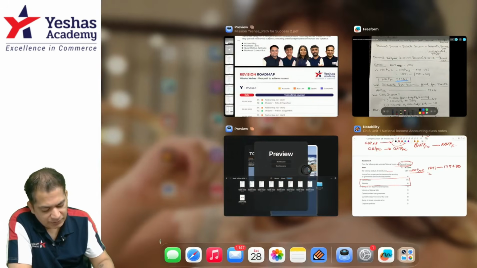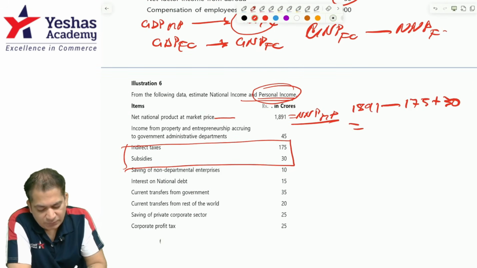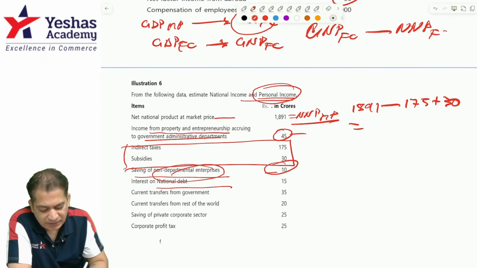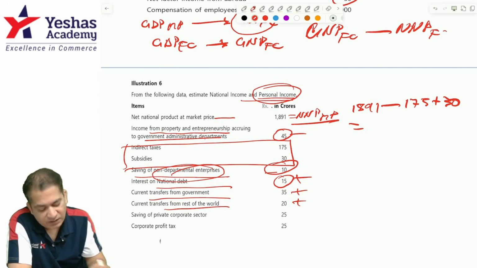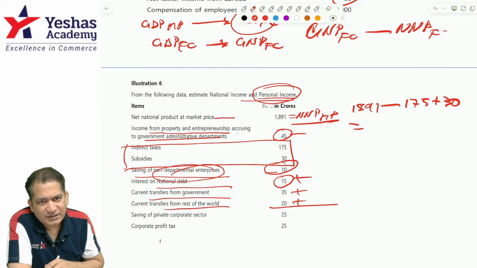Now, what you have to do here, from here you deduct income from property and entrepreneurship accruing from the government. This must be deducted. Saving of non-departmental enterprise, again a government enterprise, this must be deducted. Interest on national debt must be added. Current transfer from the government, donation, added. Current transfer from the rest of the world, again it will be added. So that will give you the income of the private sector.